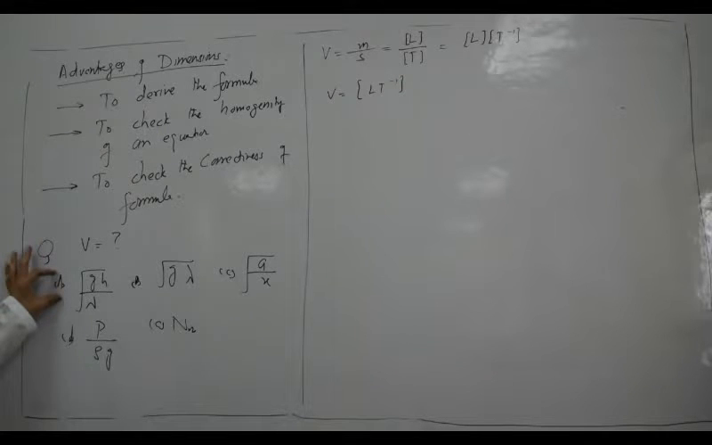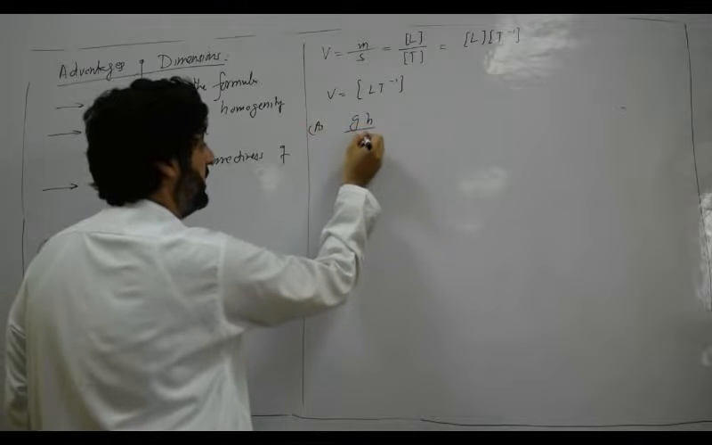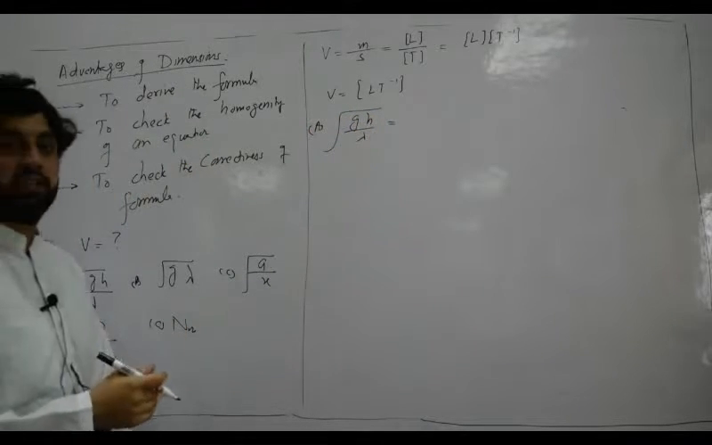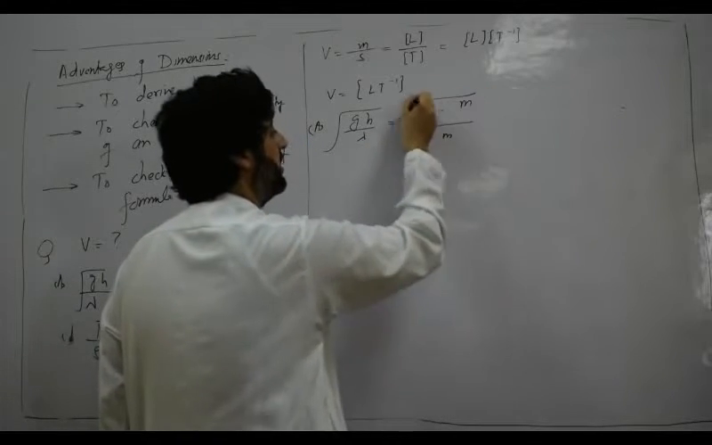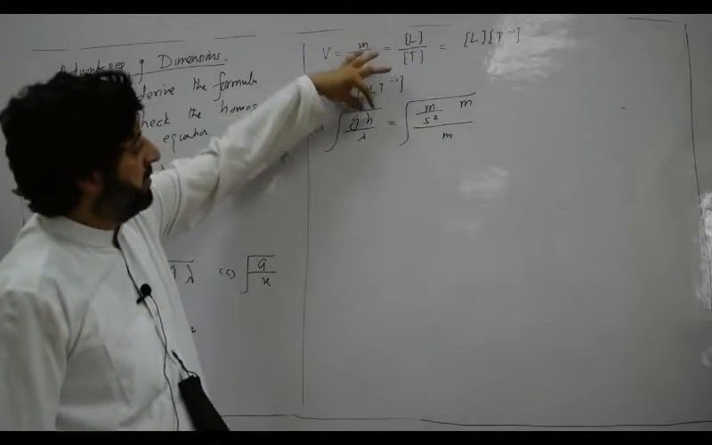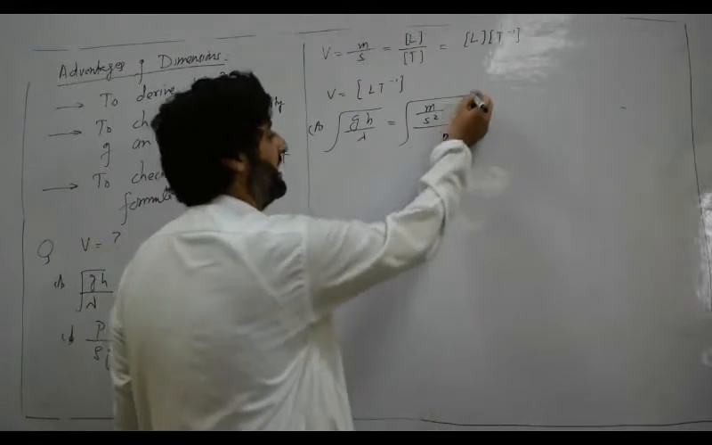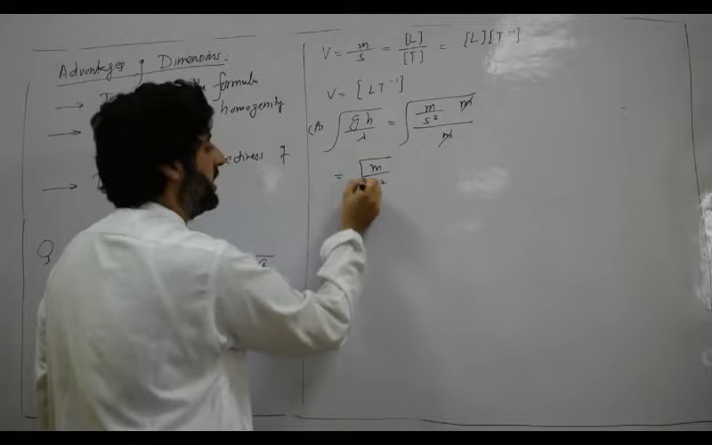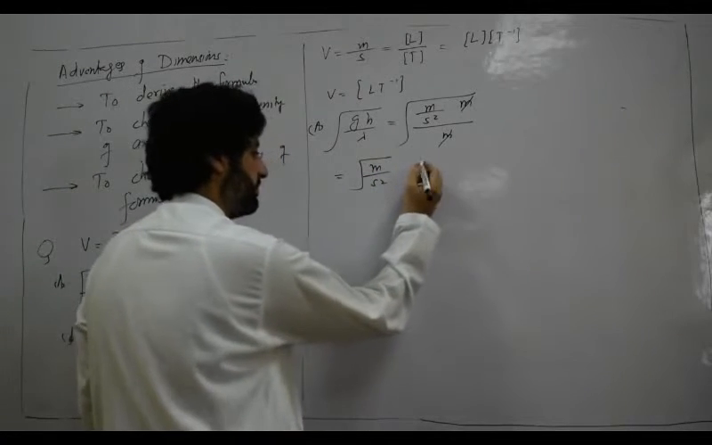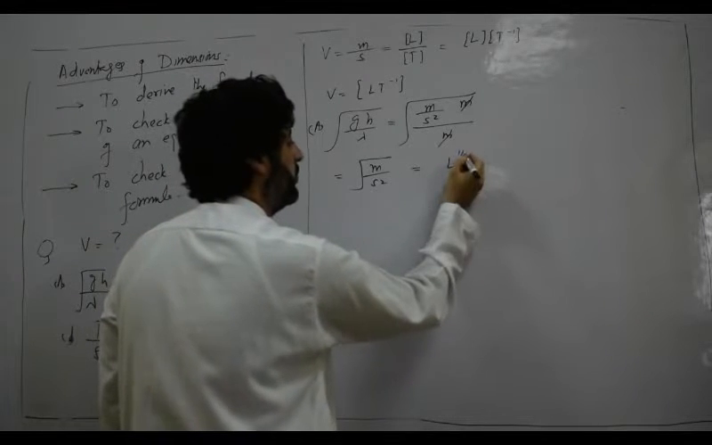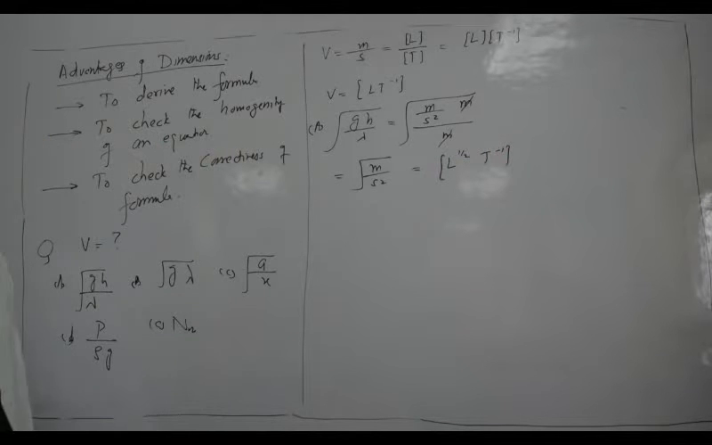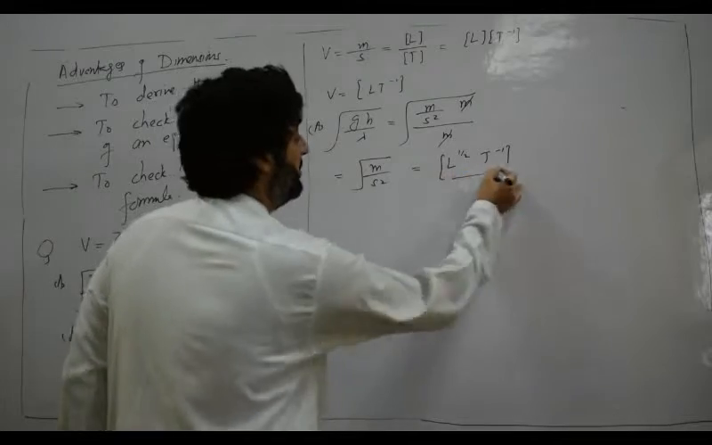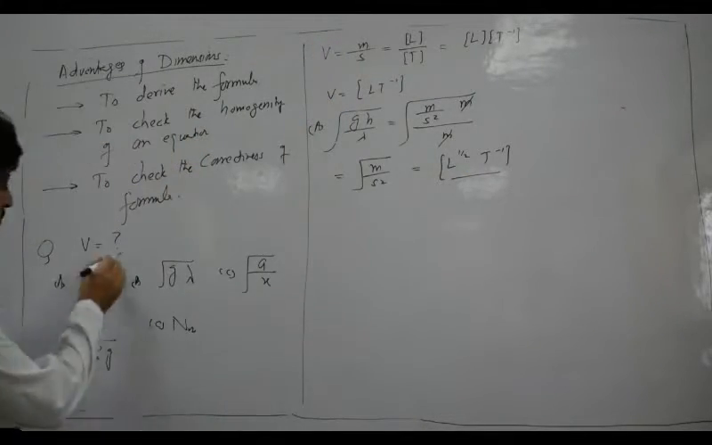Now let us take option A. We are checking whether option A is correct or not. Option A is square root of GH by lambda. Now tell me, what is the unit of G? Meter per second square. What is the unit of H? Meter. What is the unit of lambda? Meter. So meter is cancelled out, so it is square root of meter per second square. So it means that these dimensions are L power 1 over 2 and T power minus 1. These are the dimensions of this equation, so they are not the dimensions of speed. The dimension of speed is LT minus 1. So this formula is wrong.